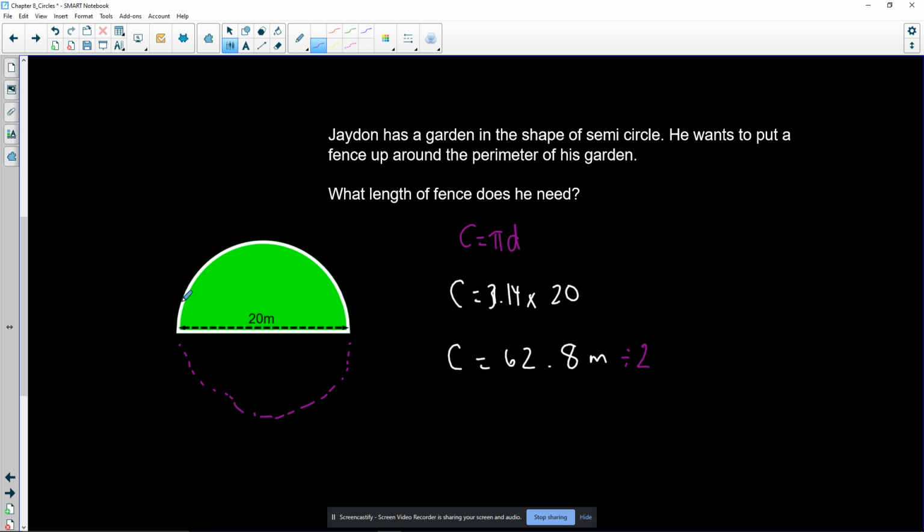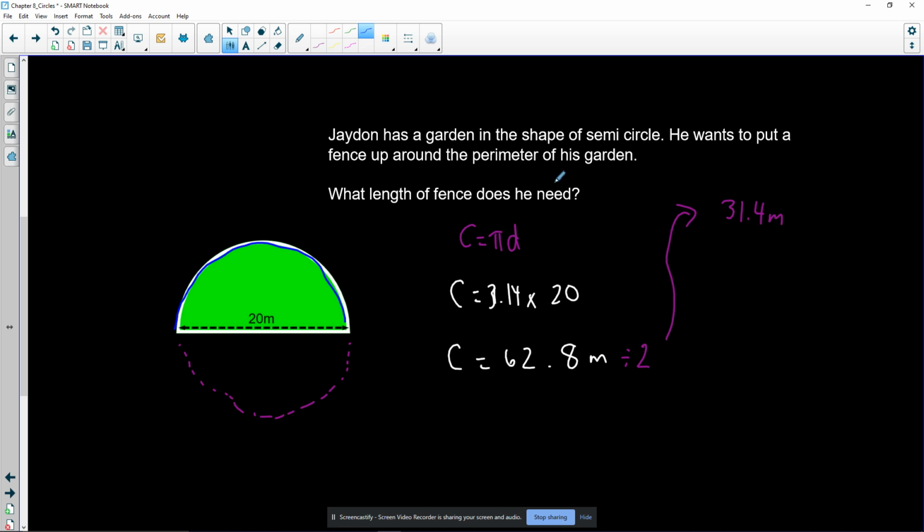So the actual outside measurement of this half of the circle is 62.8 divided by 2, which we could figure is 31.4 meters. So the measurement, I'll just do it in this color here, blue, the measurement of this here, of that part of the garden, is 31.4 meters. Okay, so we need 31.4 meters of fence here.